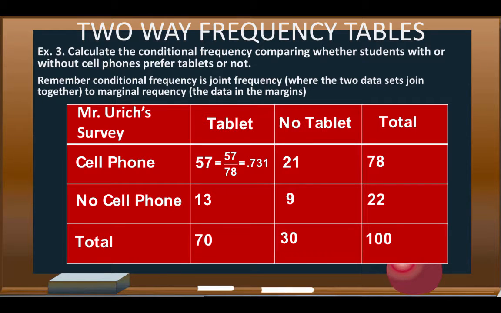Going across the row, we're going to take students with a cell phone and no tablet, which is 21, divided by the total students with a cell phone, which is 78. So we get 0.269. So this is saying 26.9% of students who have a cell phone do not have a tablet.